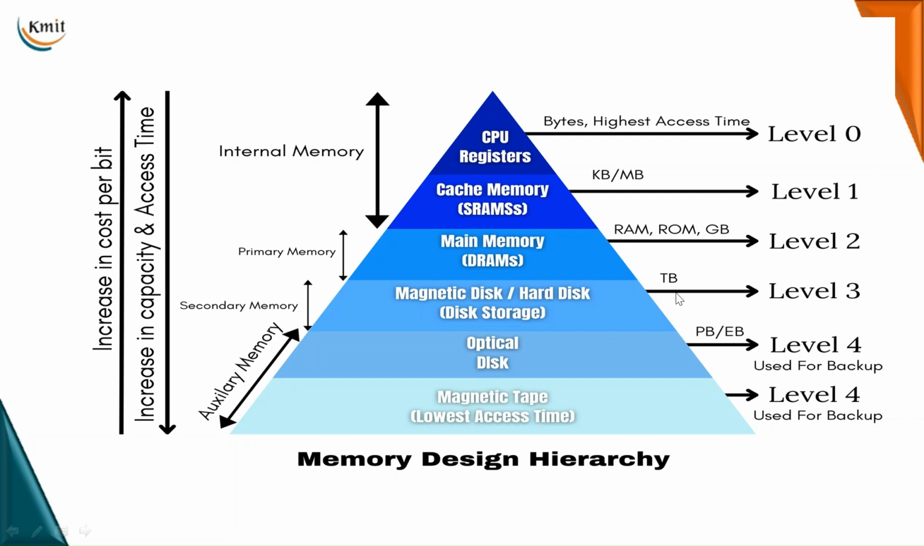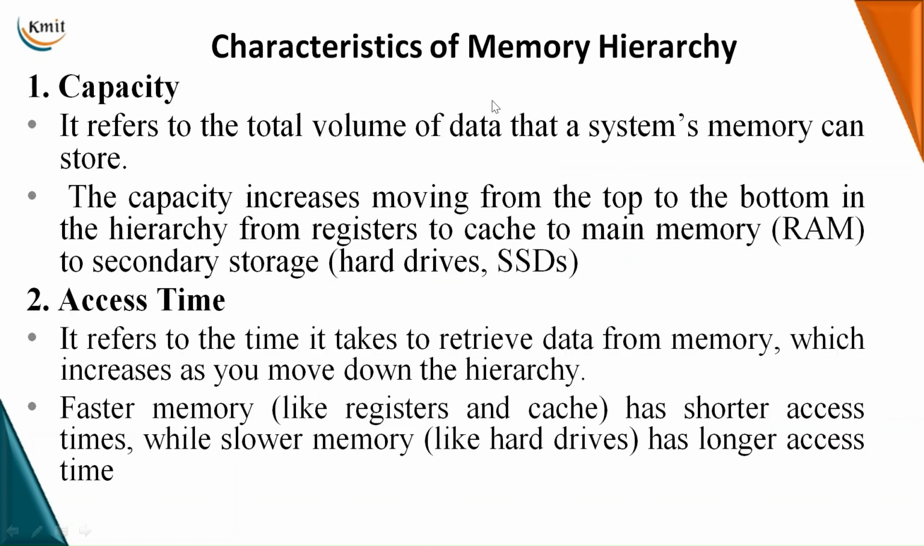And hard disks store in the form of terabytes. So when you move from top to bottom in the hierarchy, the capacity of your memories increases. The storage capacity of registers is very small, which can store information only in the form of bytes, which is at the top of your hierarchy. So the capacity increases from registers to cache, cache to main memory, and main memory to the secondary storage device.